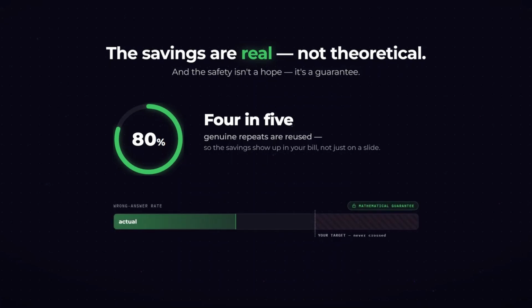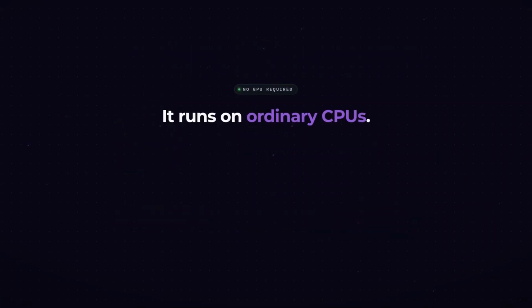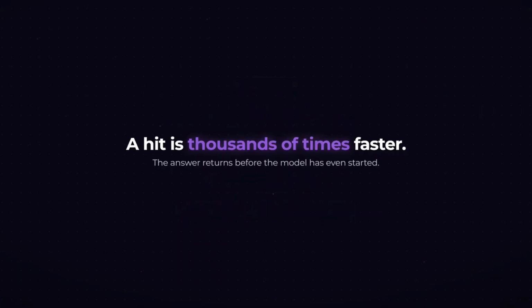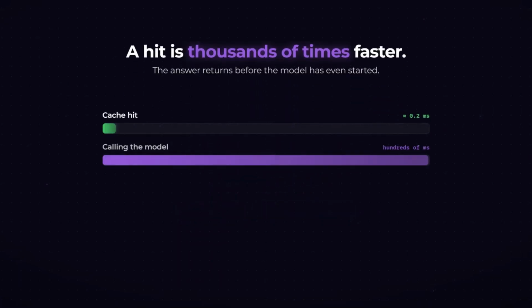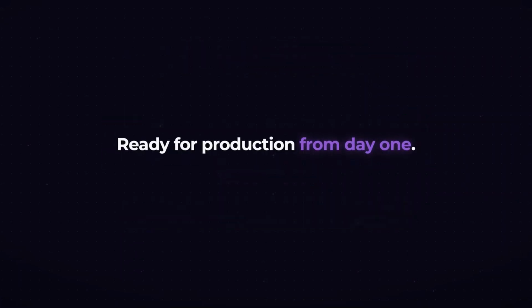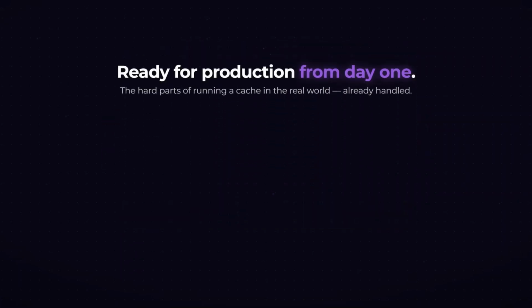And that wrong answer rate is not a hope. It is held under a target you set with a mathematical guarantee. It does all of this on ordinary CPUs. A cached answer returns in about 0.2 of a millisecond on a single core with no GPU. That makes a hit thousands of times faster than calling the model, and it cuts your GPU demand without adding any of its own. It is also ready for production from day one.